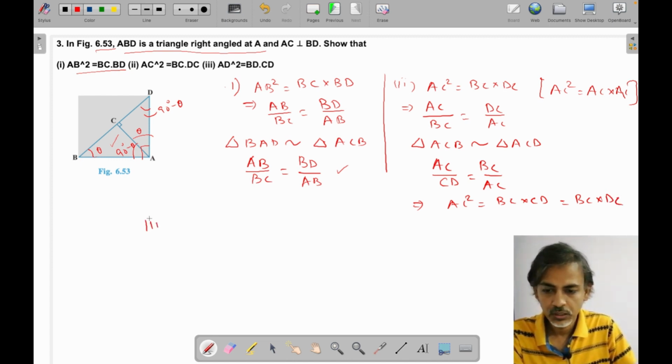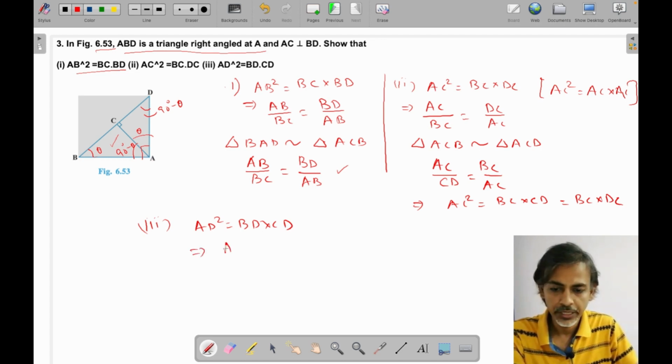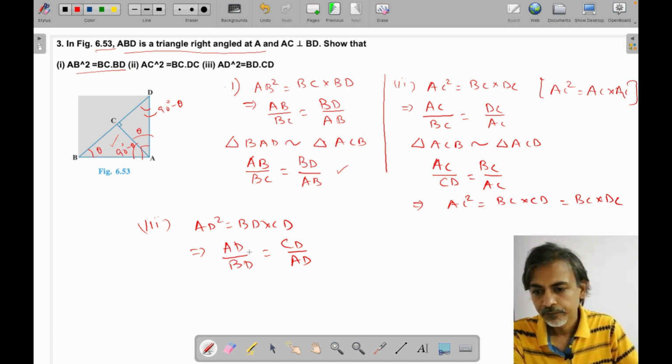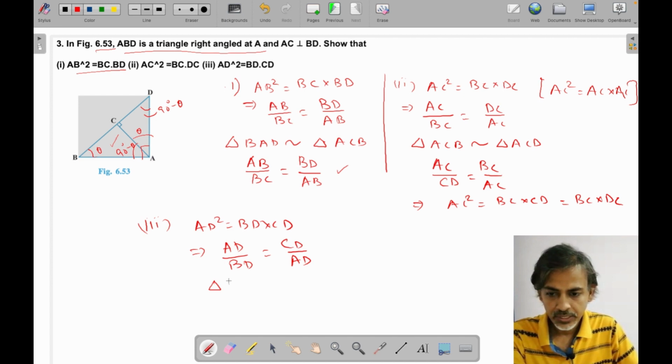Now let's work with the third one. The third one says AD square equals BD into CD. Now again I'll put AD by BD equals CD by AD. This will let me understand what triangles we are dealing with. AD and BD: AD is this and BD is the bigger one. CD is this and AD is this. So we are dealing with the bigger triangle and the ACD triangle. So we can write triangle BAD is similar to triangle ACD.